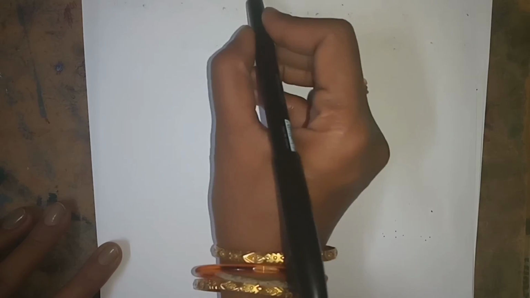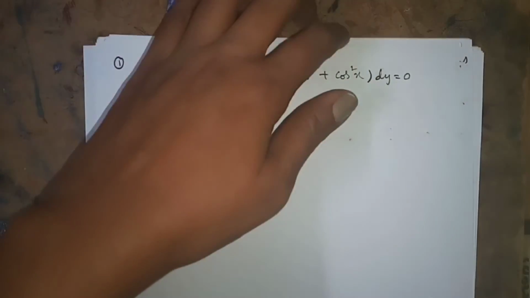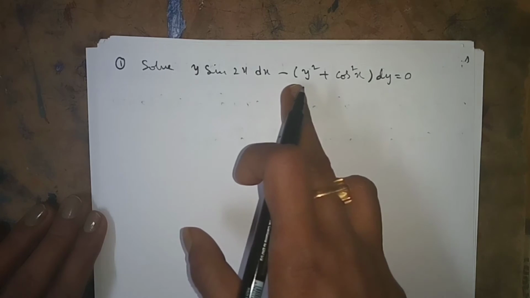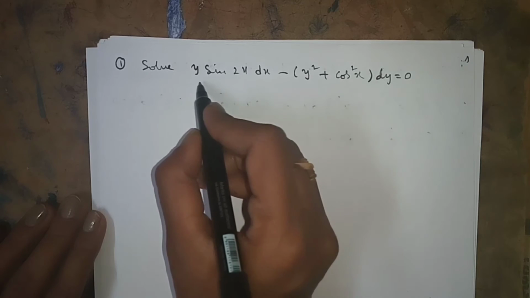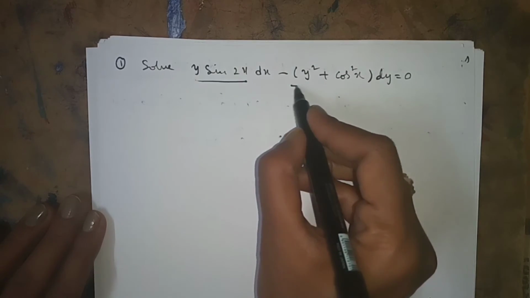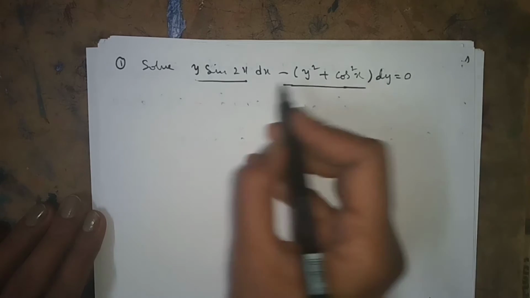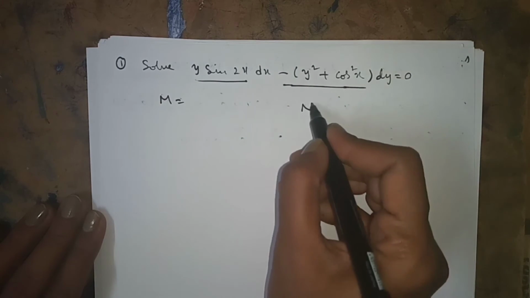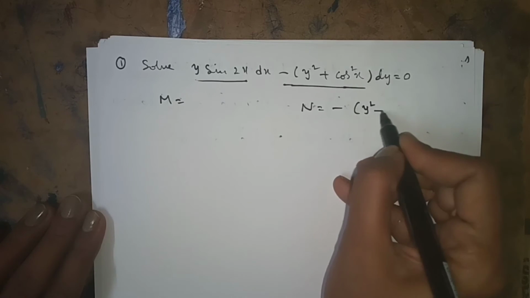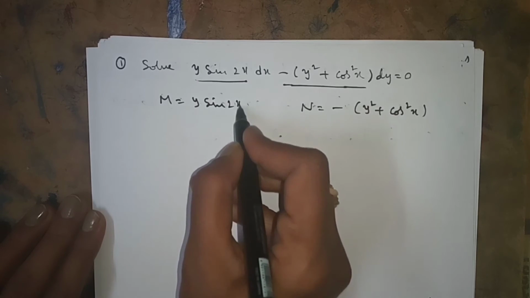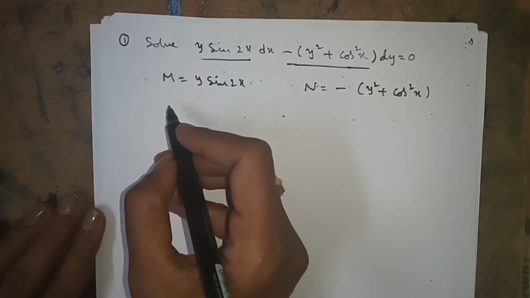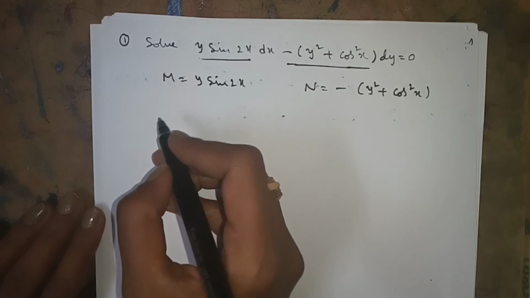In the first problem, solve y sin 2x dx minus (y square plus cos square x) dy is equal to 0. This is in the form of M dx plus N dy is equal to 0. Identify how much is M, how much is N. N is equal to minus of (y square plus cos square x). M is equal to y into sin 2x. We have to check whether it is exact or not.